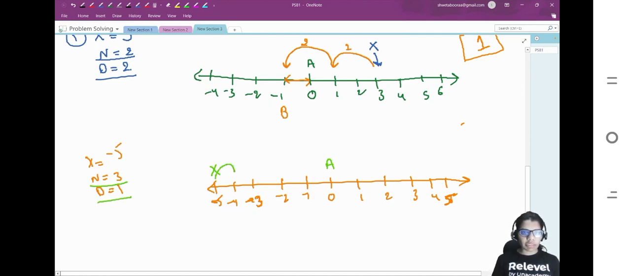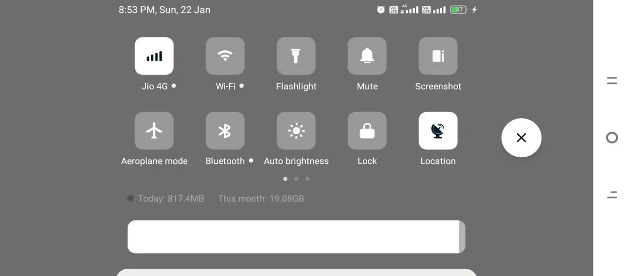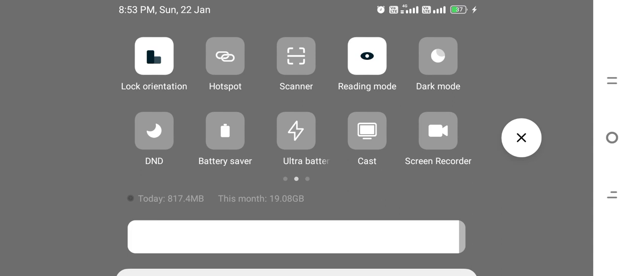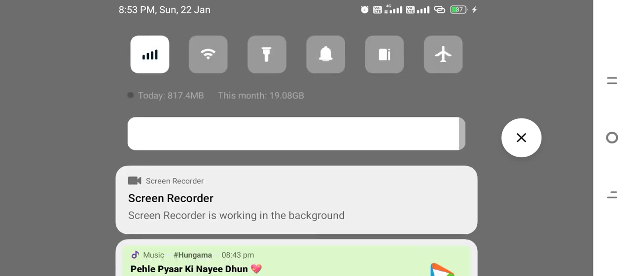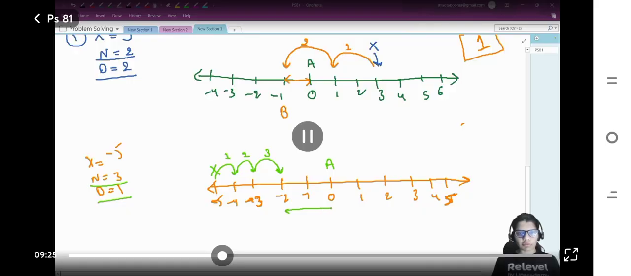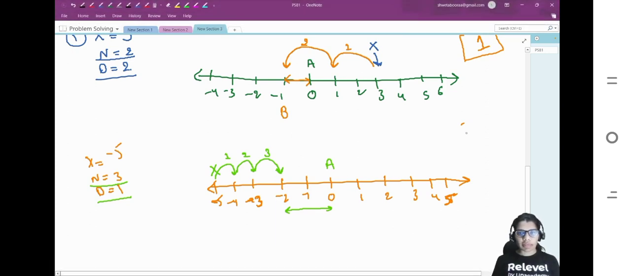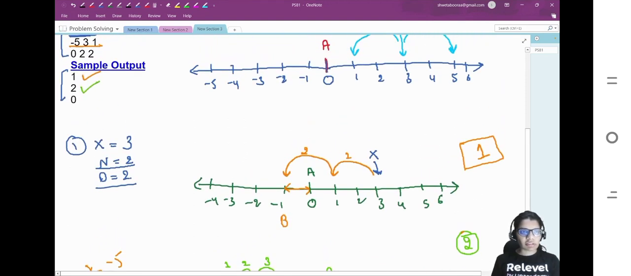So if you take 3 jumps, this is your first jump of distance 1, this would be your second jump, and this would be your third jump. Here you can see we have completed all our jumps. So this is the nearest possible place to Alice. What is our distance between Alice and Bob now? It is minus 2 to 0. That would be 2. As I have told you, we will always take the absolute value of the distance. And here you can see it matches our output too. So it's correct.